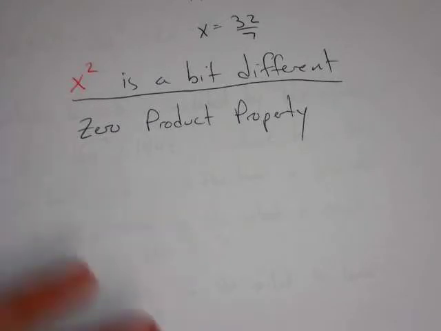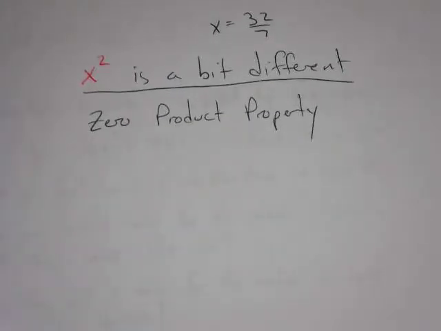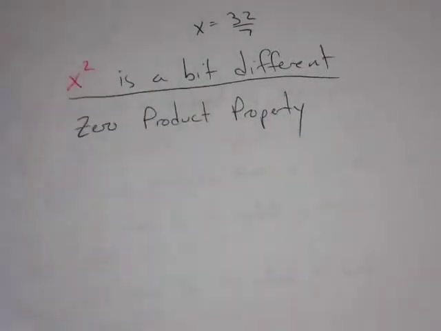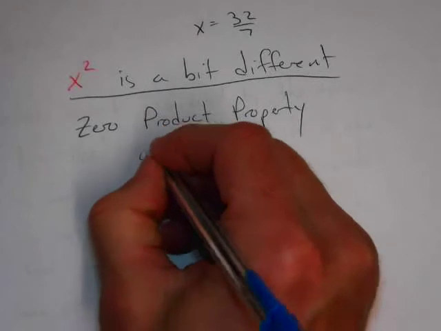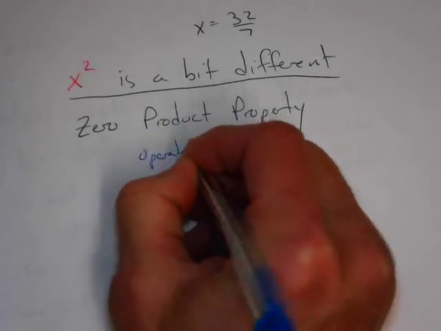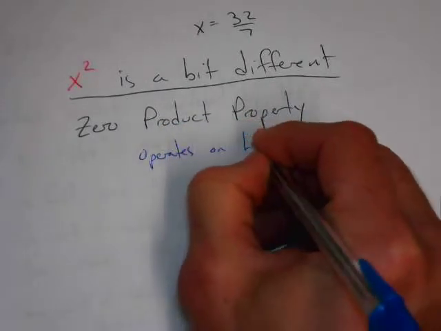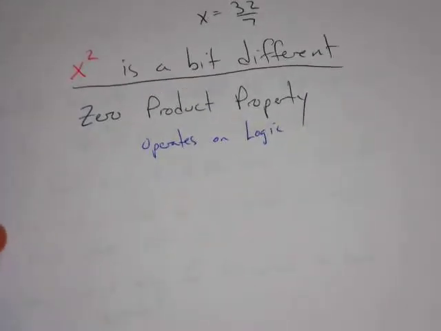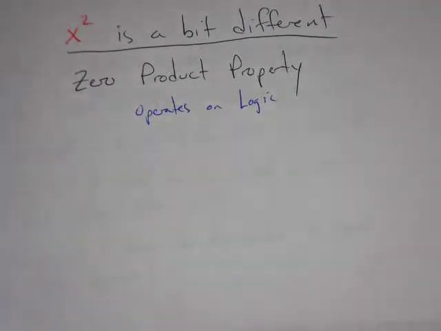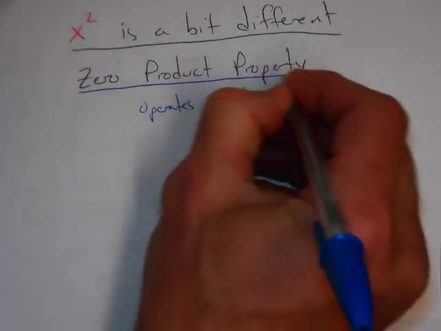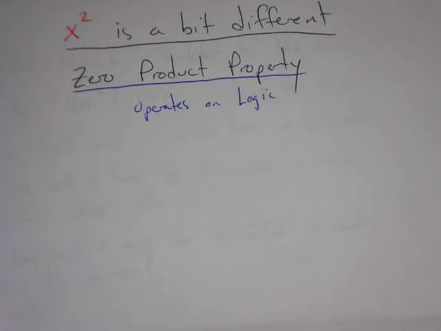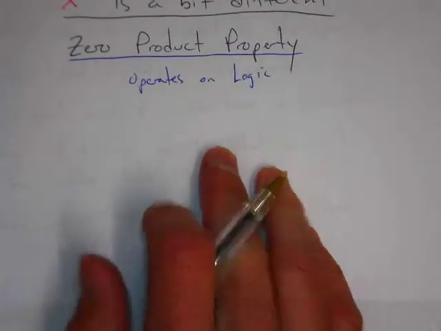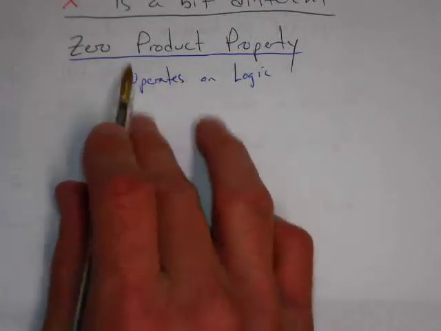The zero product property is the skill we're going to use. It operates on logic, so we have to use a logic exercise. We're going to have to use logic to figure this out. So how does the zero product property work? We do have to remember a thing with math. It's not as straightforward as solving the original stuff that we used to solve, so we have to operate on logic.